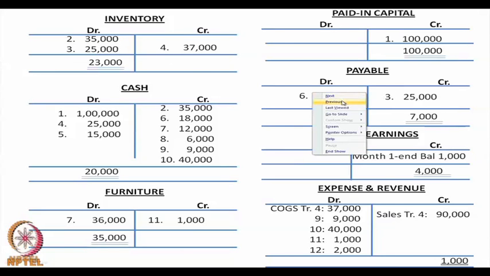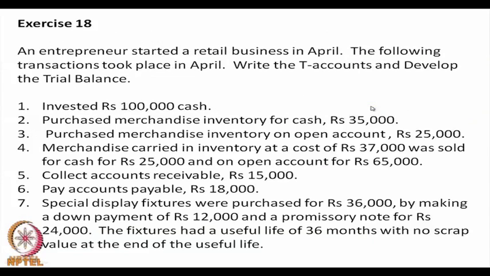Now, we see the fourth transaction. The fourth transaction is that merchandise carried in inventory at a cost of rupees 37,000 was sold. So, if the inventory of this amount is sold, the inventory position reduces. The entry for 37,000 has to be made in the credit side of the inventory. This is the first thing.